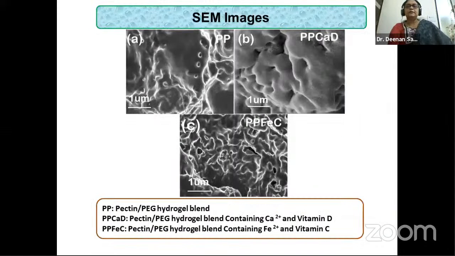And SEM images show the porosity of the hydrogel. Of course, hydrogels are naturally porous in nature.